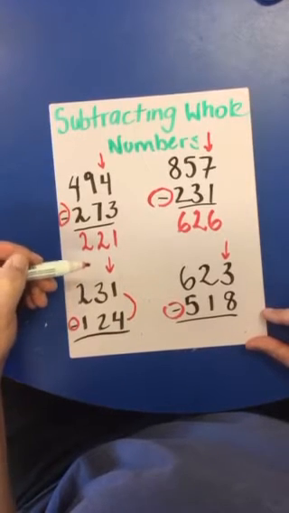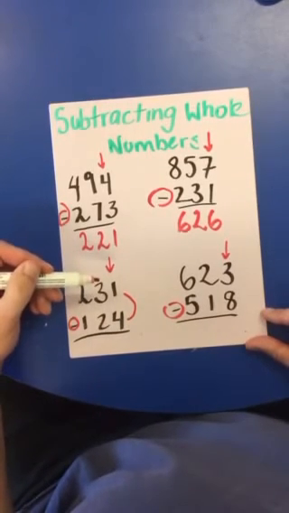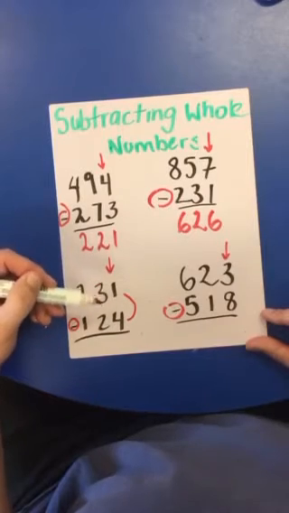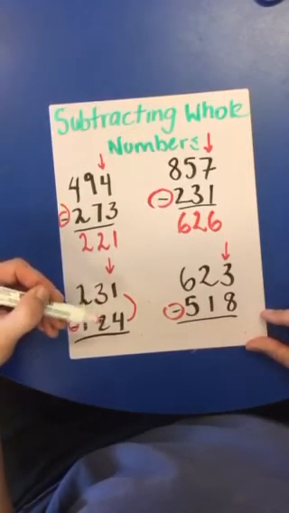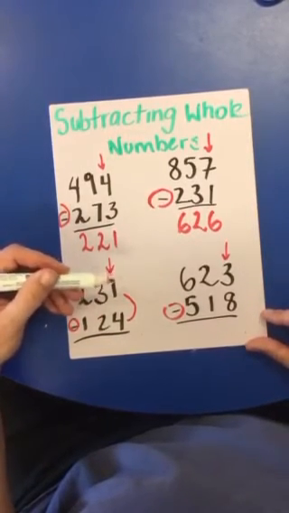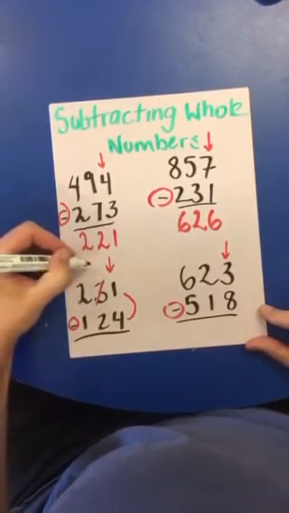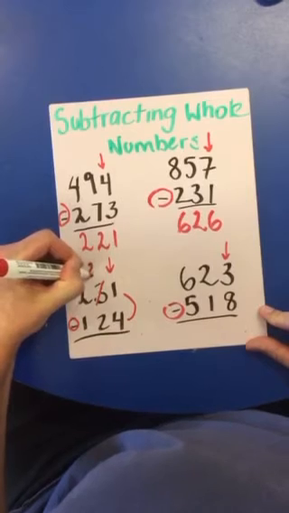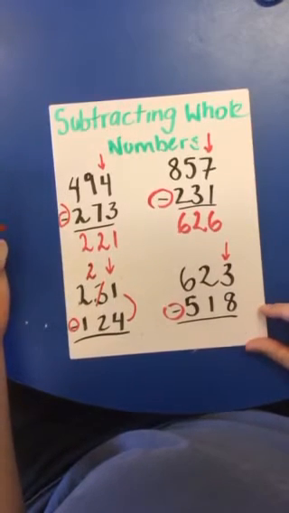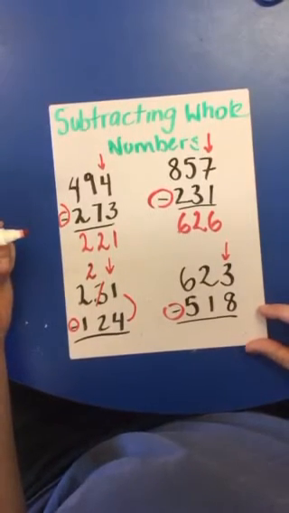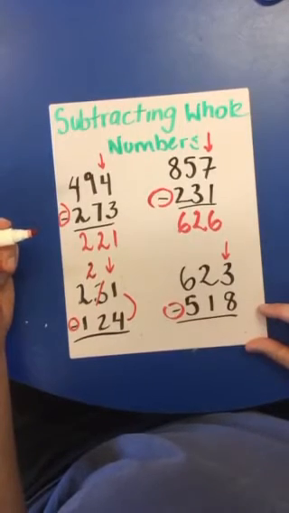Okay, let's go back. I can borrow from here. I want to take a 10 from here and pop it into the ones column. So instead of that being 30, that's only going to be 20. I'm taking a 10 from 30.